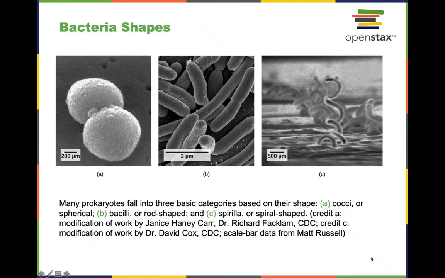In this video, we're going to be talking about bacteria. Bacteria in general come in three different basic categories based on their shape. On the left-hand side, you see the bacterial class of cocci, and they tend to be spherical in nature. Then in the middle is bacilli, which are rod-shaped, and on the right are spirilla, because they have kind of a spiral shape when you look at them under the microscope.